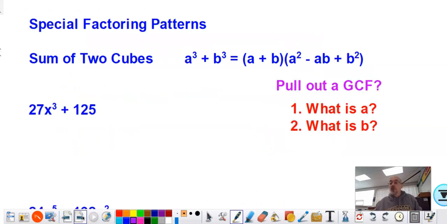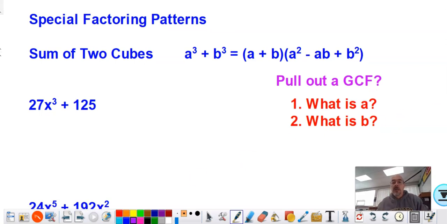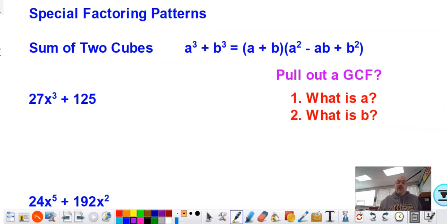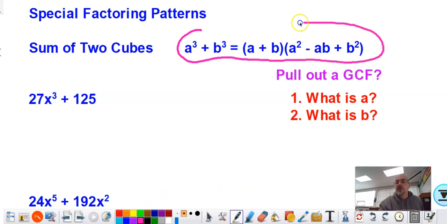Well, glad you asked, because we have some more special factoring patterns that deal with cubes. Now you do not have to memorize these. When you take the test, this would be on your test. You'll be able to see it, but you also have your notes that you can look at. So hopefully you're writing this down. You will notice that a cubed plus b cubed is going to turn into a plus b times a squared minus ab plus b squared.